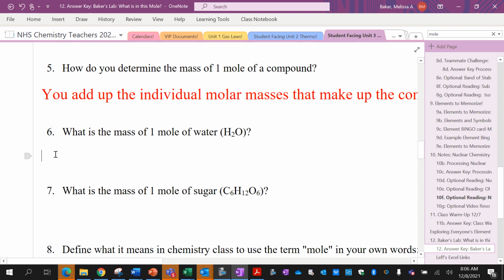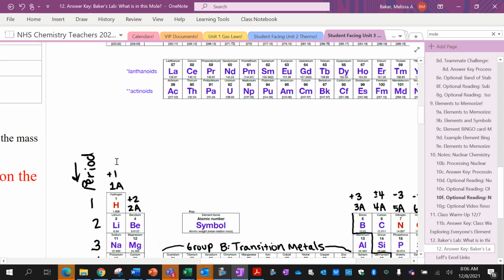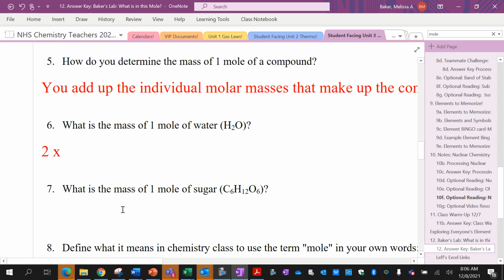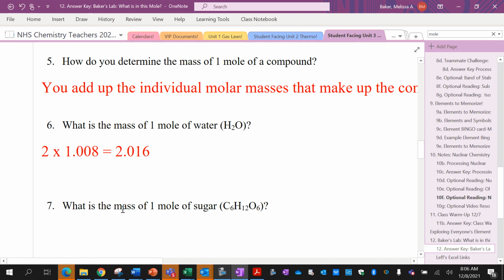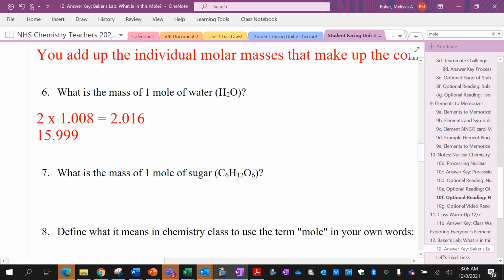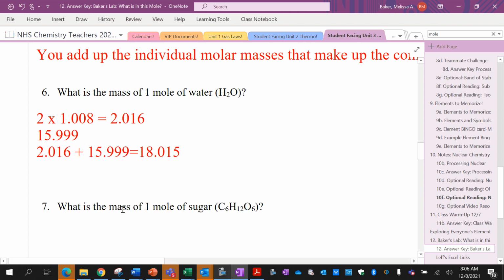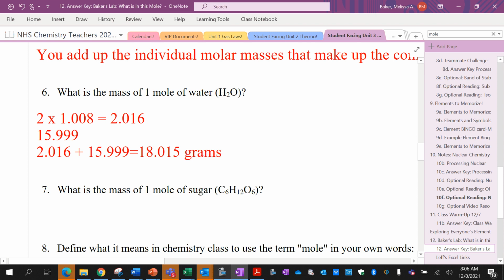Okay, so what about for water, H2O? Let's see, we've got 2 H's, so 2 times H is, I've got to look it up, 1.008. And O is, I think it's 15.999. And then let's add those together. So 2.016 plus 15.999. 18.015 is the mass of 1 mole of water.